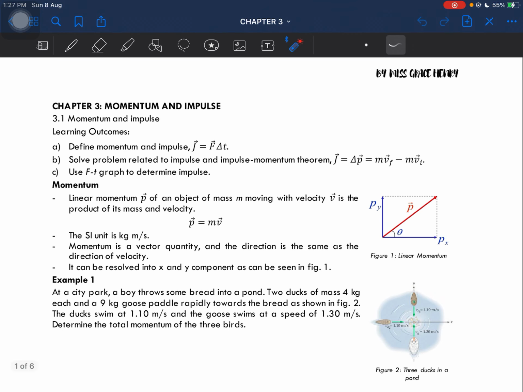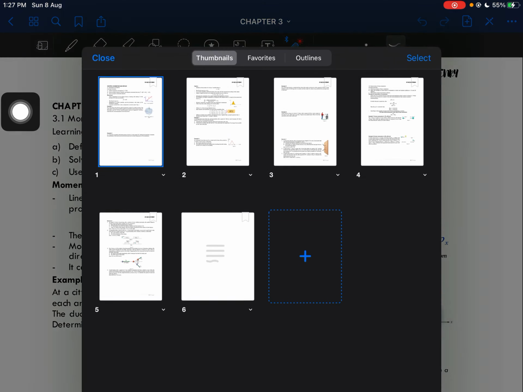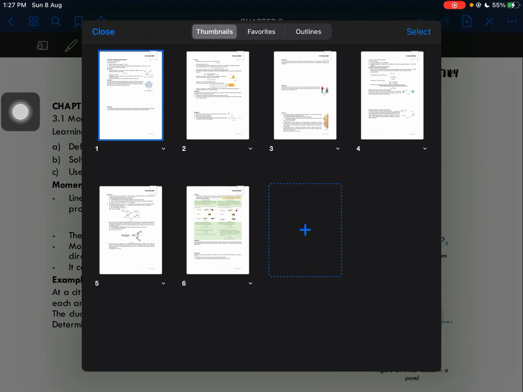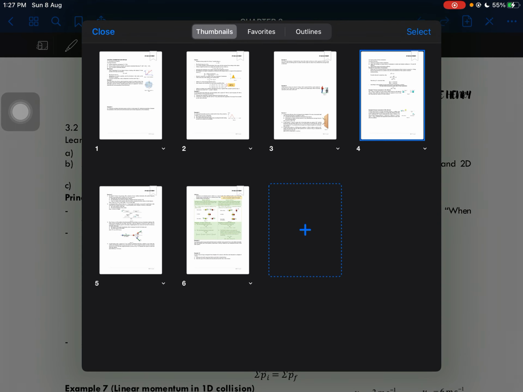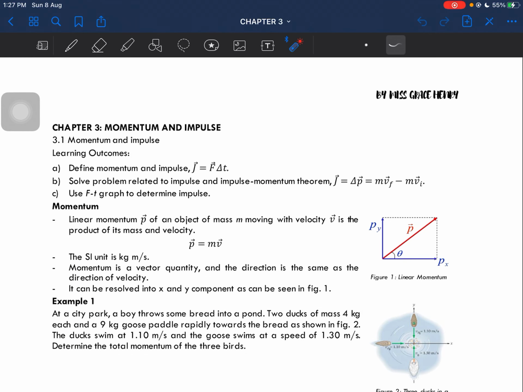In this chapter we have, I don't actually remember, but I think we have 2 or 3 subtopics. Okay, so just 2 subtopics for this chapter. Alright, so the first subtopic is on momentum and impulse itself. In this subtopic, you need to be able to define momentum as well as impulse, and solve problems related to impulse and the impulse-momentum theorem, and then use the force against time graph to determine impulse.